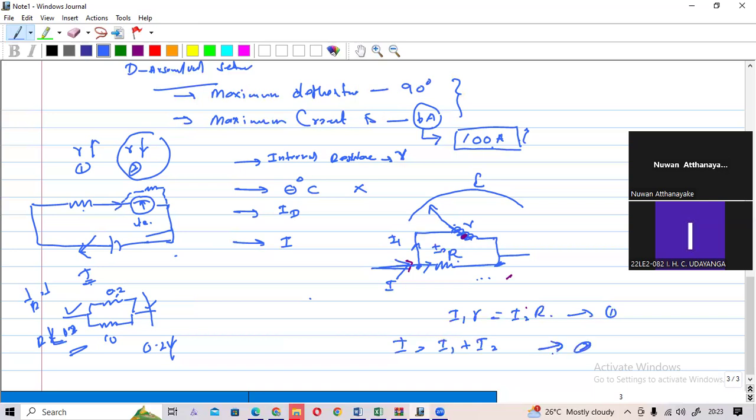Now, what is our target? We need to upgrade this to measure the current I. Let's say that this is I max, the maximum current.